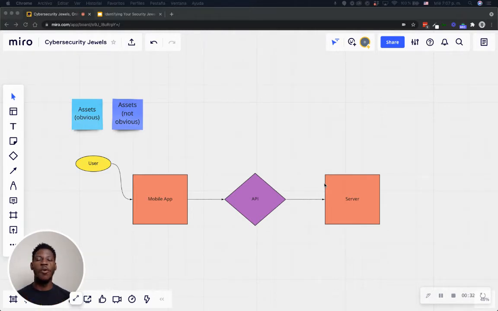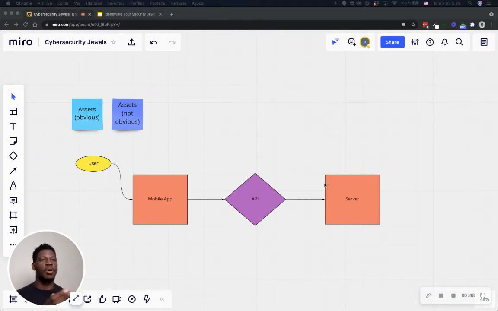Just like in your home, you cannot have strong security or good security if you do not even know what you're supposed to be protecting. The how is one thing, but before you get to the how, you got to know the what. And that's what we're looking at today. So how do we get started here?